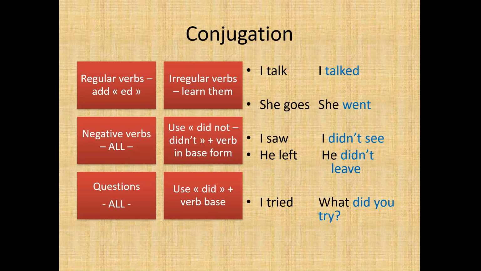Conjugation: for regular verbs, just add -ed in the affirmative. For irregular verbs, you have to learn them. For example, I talked. She goes, she went. For an irregular verb, also in negatives. For all verbs, regardless of the verb, except, no, that's not true, because the verb to be is different. But we use did not or didn't, plus your verb in the base form. So I saw becomes I didn't see. He left becomes he didn't leave. And for questions, again, all verbs except the verb to be, we use did as your auxiliary plus the verb in the base form. So I tried. What did you try?